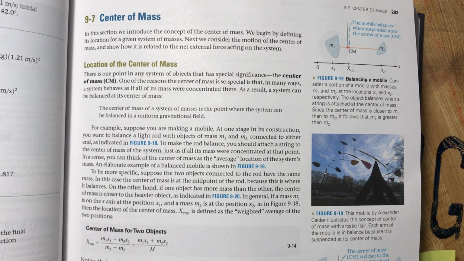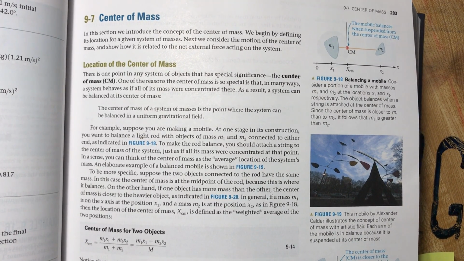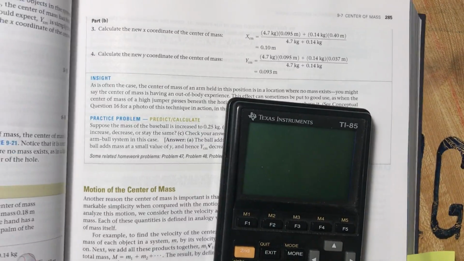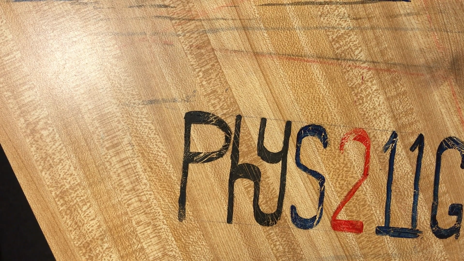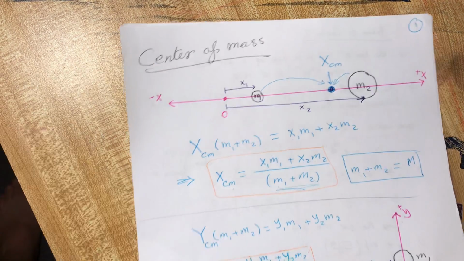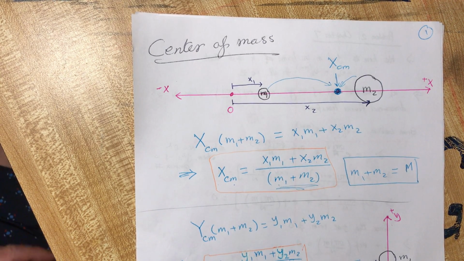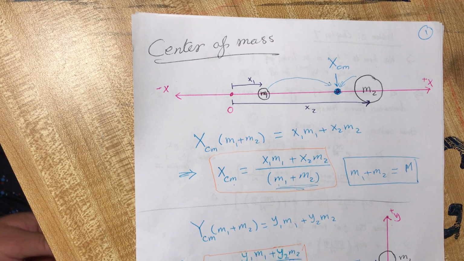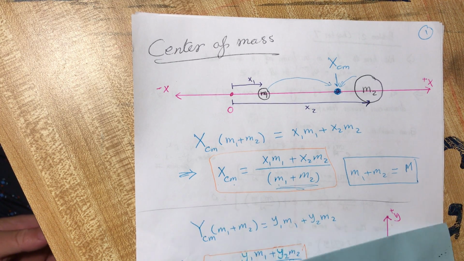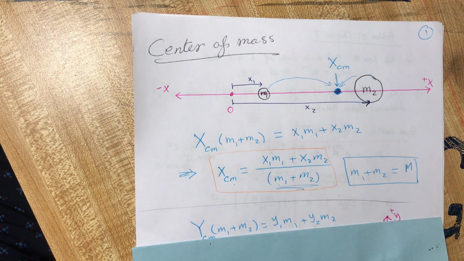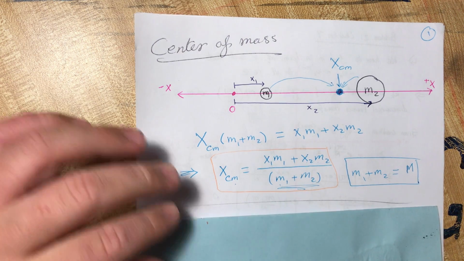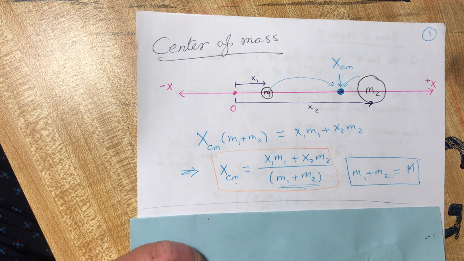Okay, students, now we'll talk about center of mass, which is page 283 and the next pages. I think you saw the video which talks about the meaning of center of mass. It is easy to derive the formulas. How can we find the position of x and y for the center of mass? Let us start in one dimension, in the x direction.